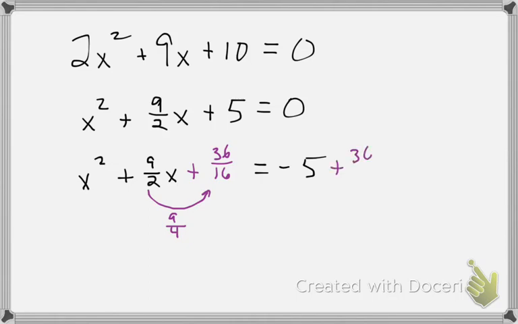I add 36 over 16 to the right to keep the balance. How does that perfect square trinomial on the left factor? X plus 9/4 squared. You guys agree? I'm writing it, so that's a big red flag, but yes. X plus 9/4, the whole thing squared. What about on the other side?